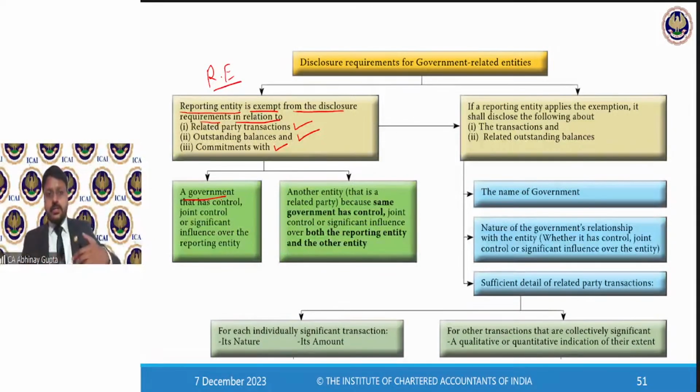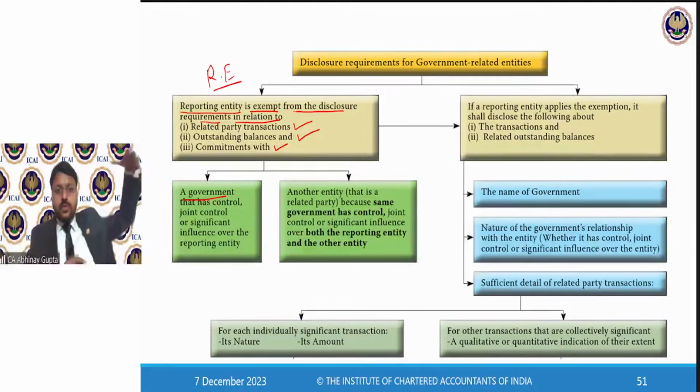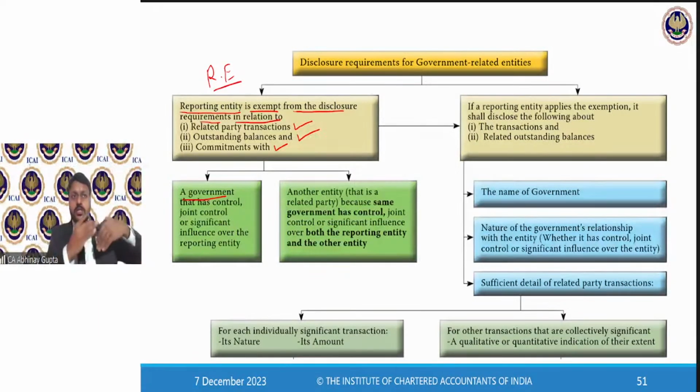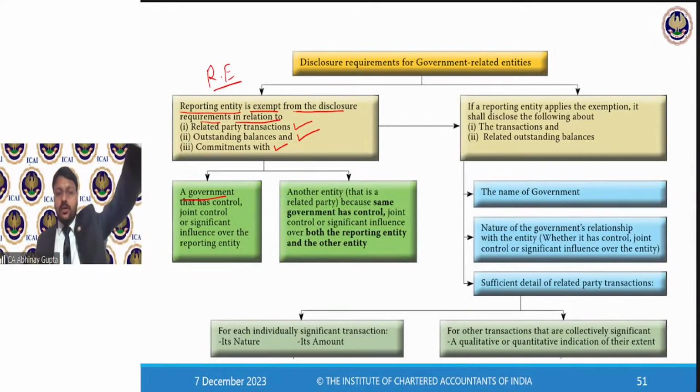So, if any transactions are happening with the government and government is a related party, then those related party transactions and year end outstanding balances arising out of those transactions with the government, that is how much transaction has been done with the government and how much outstanding balance as on the reporting date is there in my financial statements with that particular government, and what are commitments given by the government to me or by me to the government on the reporting date.